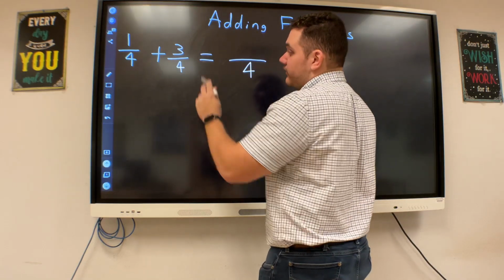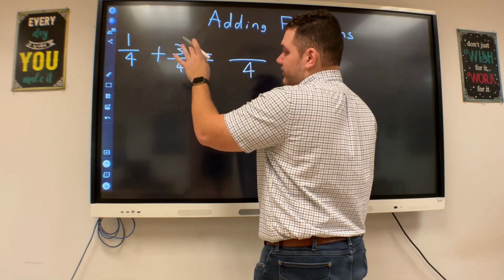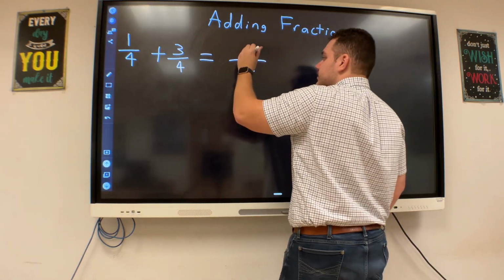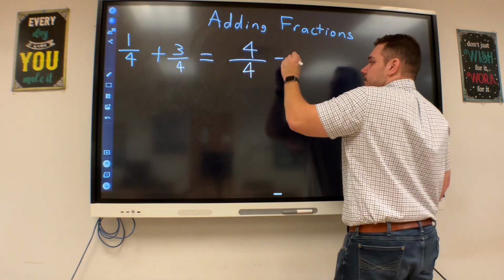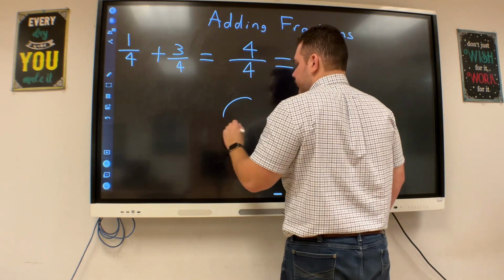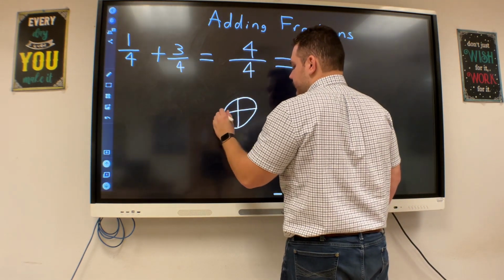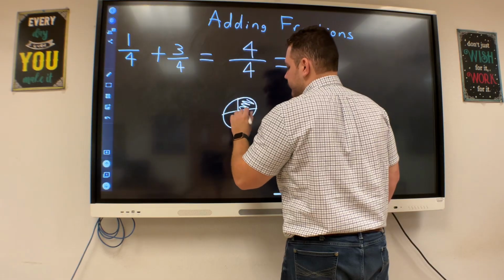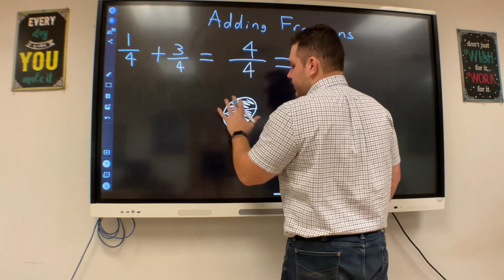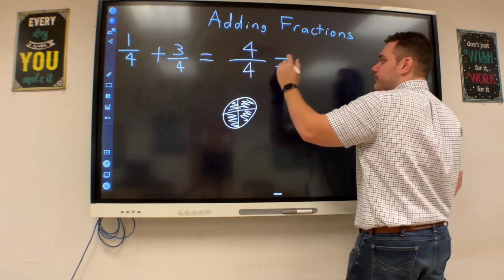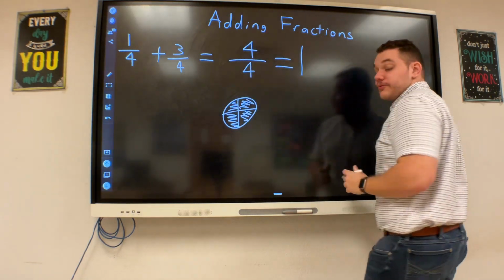All we have to do now is add our numerators together. So 1 plus 3 is going to be 4. And so 4/4 is like saying if I have a pizza that's cut up into 4 pieces, and I ate all 4 of them, I ate the whole thing. So 4 over 4 is the same as 1.